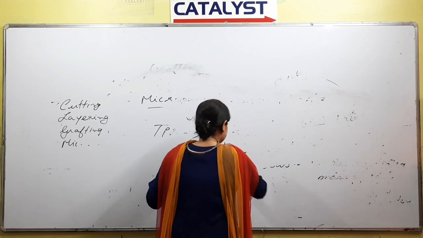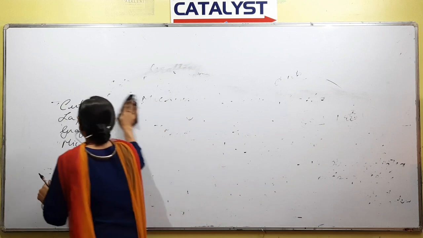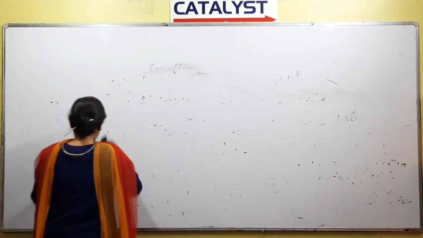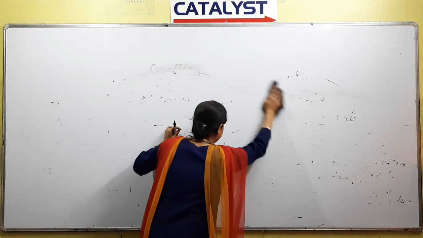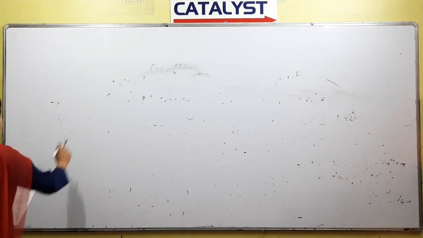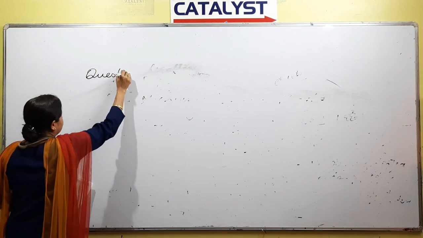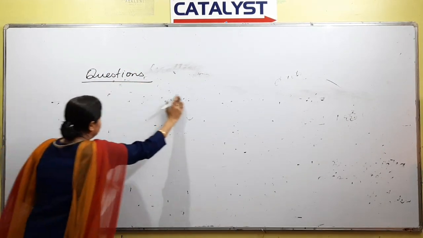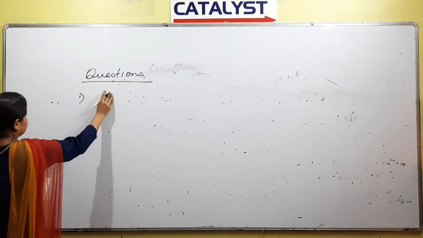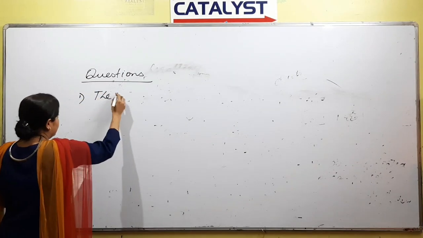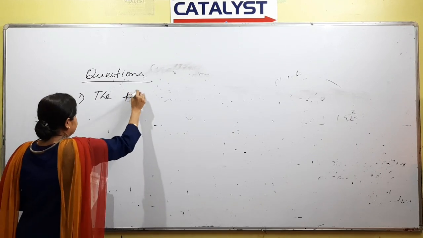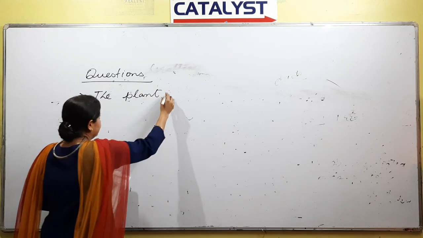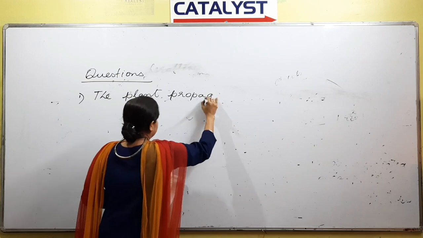So let's see what type of questions are asked. From asexual reproduction, what is very important? The important thing is the examples that we have studied. So a few questions, for example. Try to see the questions and answer them. Is the writing clear? Can you see the board well? Okay. So just read the question.